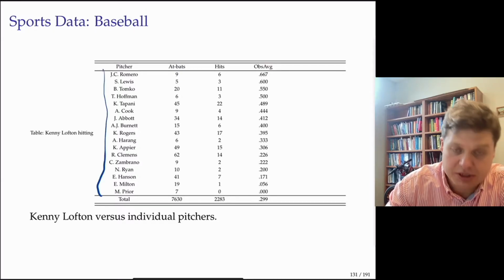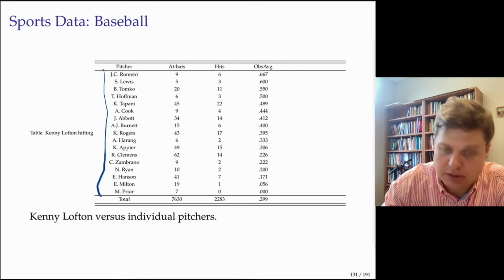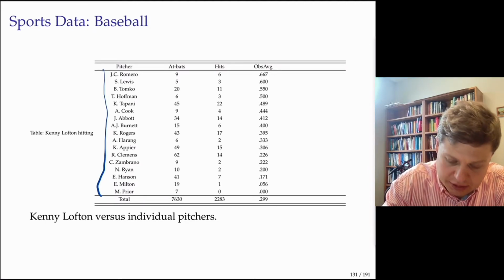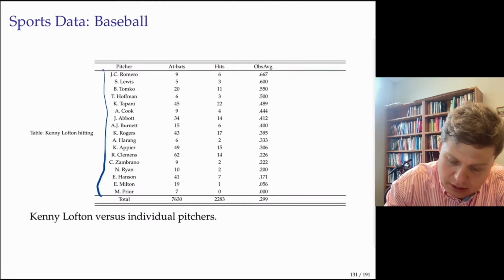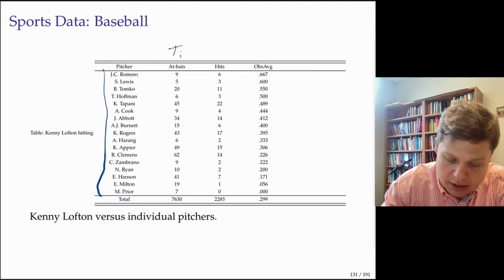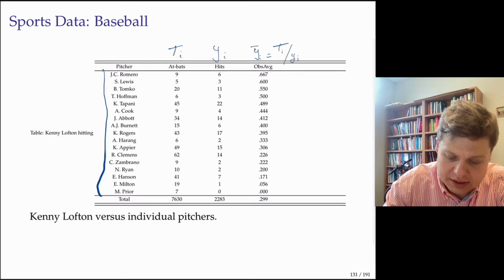And for each pitcher, you have the number of at bats, so how many times Kenny Lofton came to bat against this pitcher. That's your Ti. And then you have hits, so how many successful hits he had. That's your Yi. And then you have your observed average, that's your Yi bar, which is just the number of successful hits divided by the number of attempts.